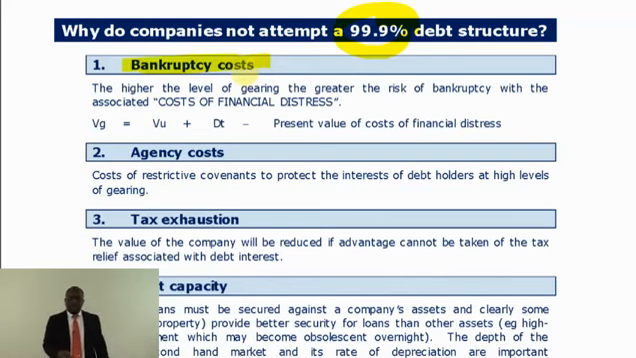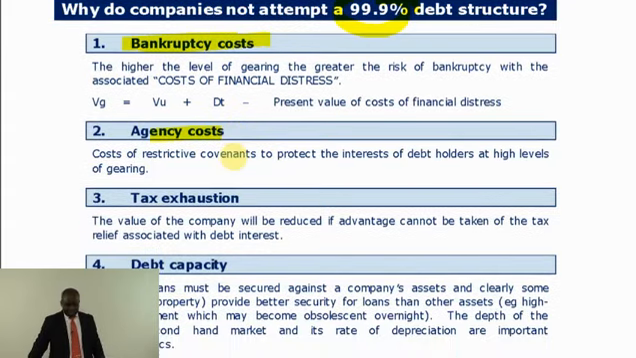So they forgot bankruptcy costs. Do you think managers will use the company to borrow and borrow? They might be sacked, so there's agency costs. Even debt holders might not be prepared to give you that money, and that is what is called the debt capacity.